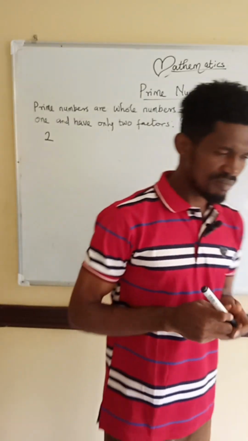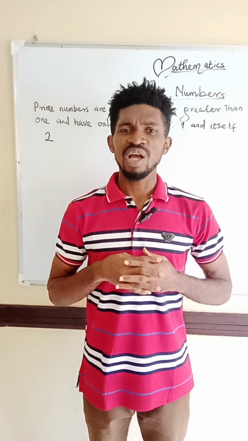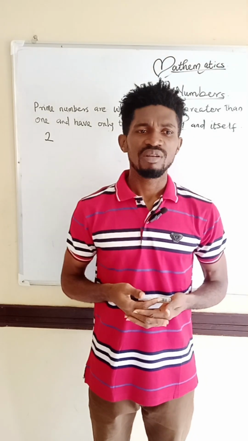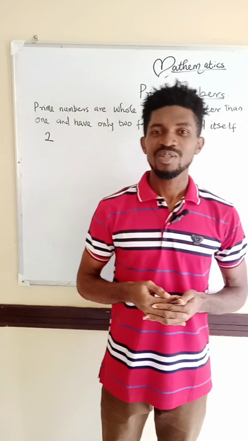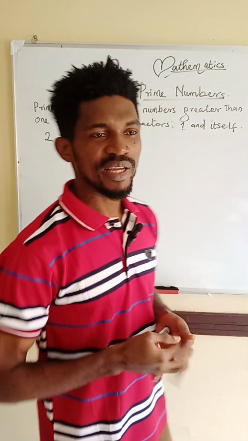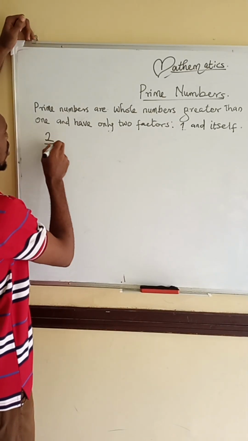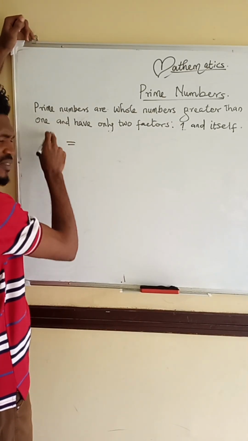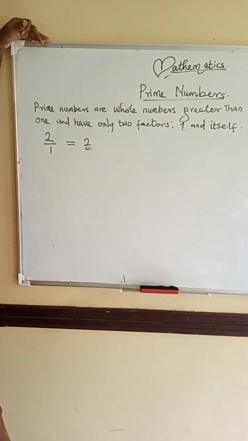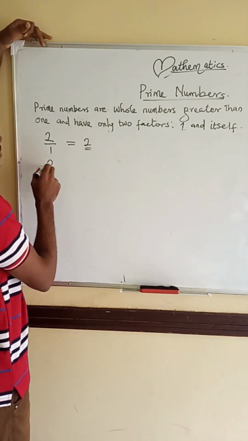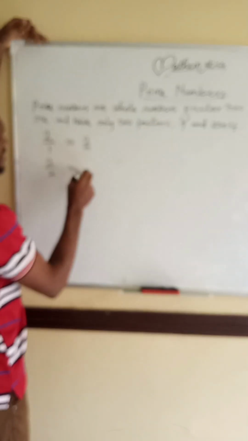Is 2 a prime number? But 2 is an even number. We are taught in school that even numbers can never be prime numbers. But there is an exception. 2 is the exception. But let's see if that is correct. The first number we use to divide is what? 1. 2 divided by 1, is it divisible? Yes. We'll get 2. Okay? Then we go to the next number, 2. 2 divided by 2. Is 2 divisible by 2? Of course, yes.